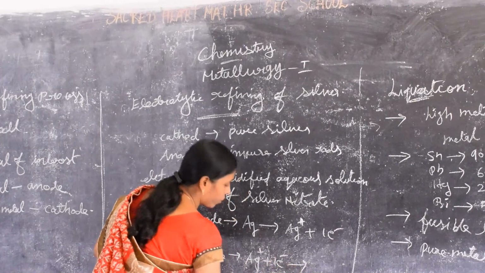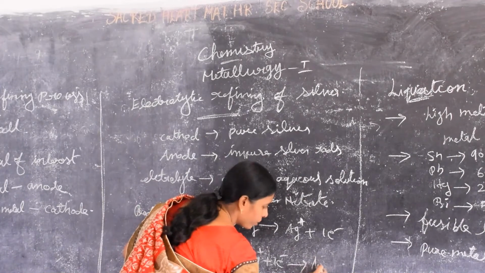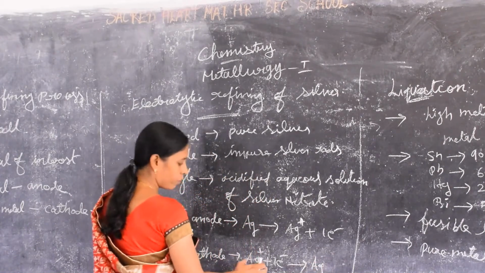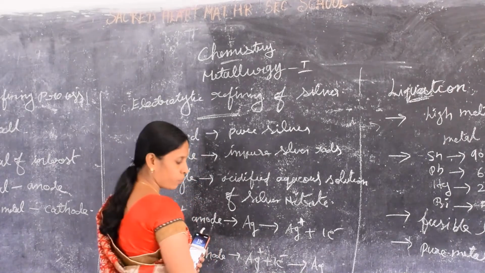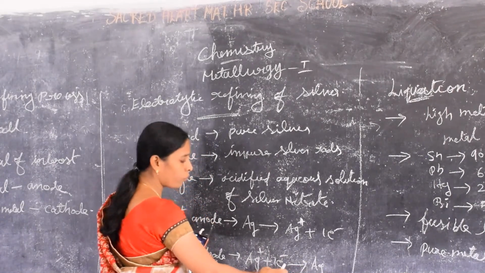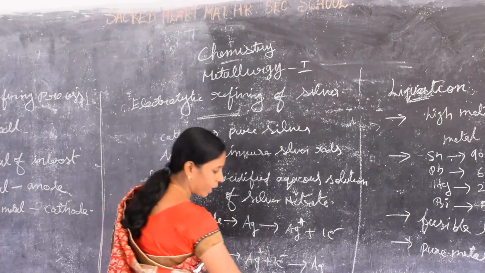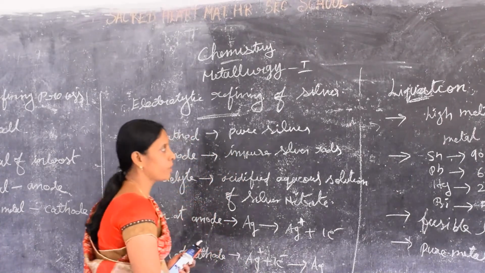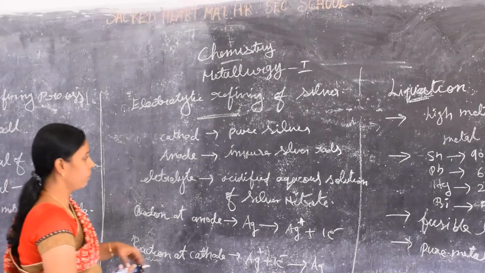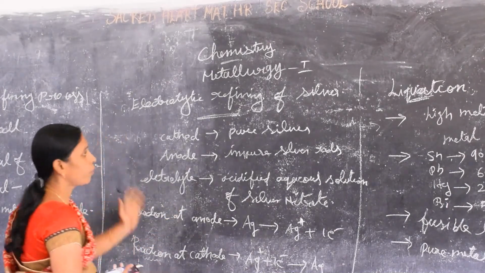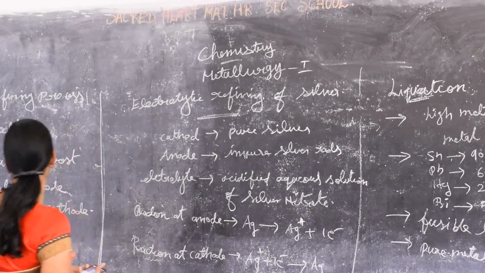And gaining of one electron, silver is discharged. So silver, a positively charged cation, is discharged as pure silver metal by gaining one electron. So we get pure metal by using the electrolytic refining process. Okay, so this is the electrolytic refining process.